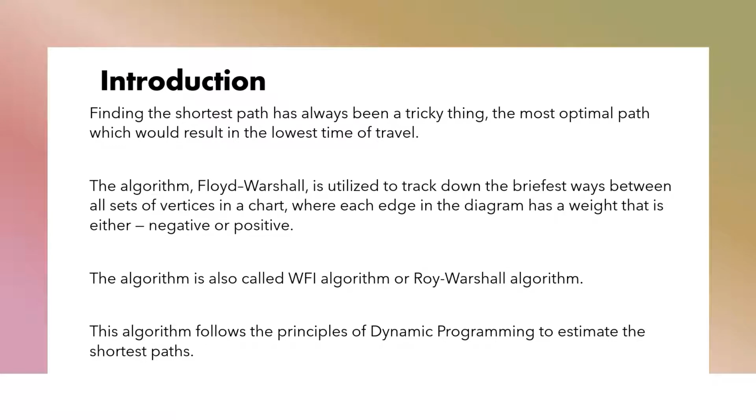The Floyd Warshall algorithm is basically finding the shortest path, the most optimal path, which would result in the lowest time of travel. The algorithm is utilized to track down the shortest paths between all sets of vertices in a graph, where each edge in the graph has a weight, which can be either positive or negative. This algorithm is also called the WFI algorithm and the Roy Warshall algorithm, after the people who founded it. It follows the principle of dynamic programming to estimate the shortest paths.